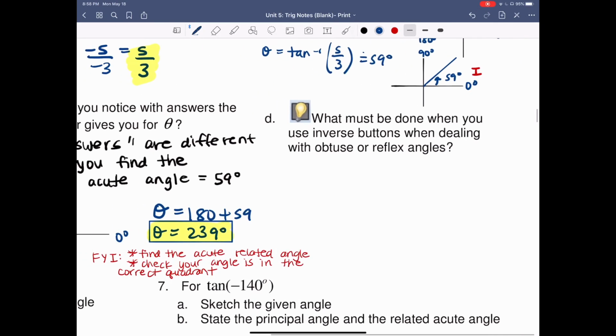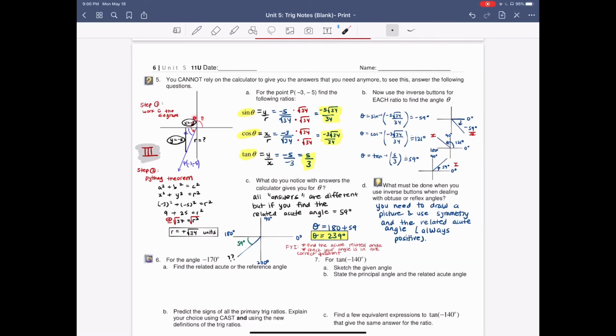Question D, it says, what must be done when you use inverse buttons when dealing with obtuse or reflex angles? You need to draw a picture and use symmetry in the related acute angle and make sure it's always positive. Working with this reflex angle, I broke it down so that I could see the related acute, well, in this case it was given. You're focusing on the related acute angle, breaking down all the information, and making sure that you're finding the proper principal angle.